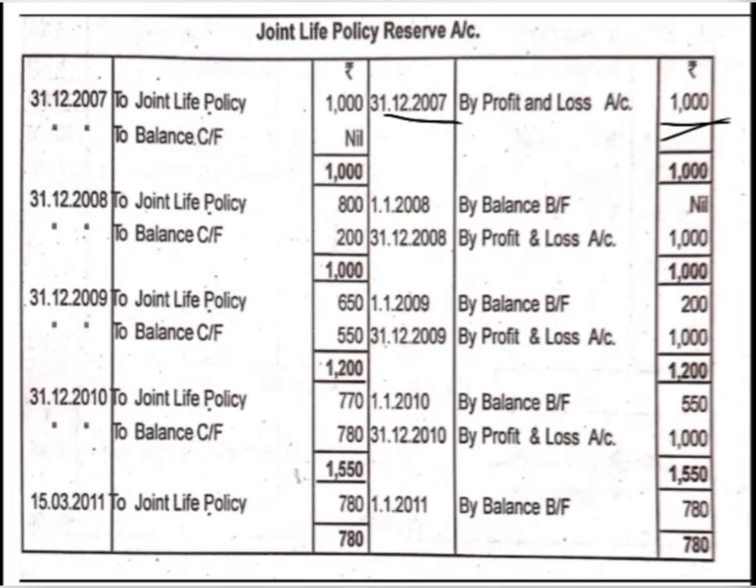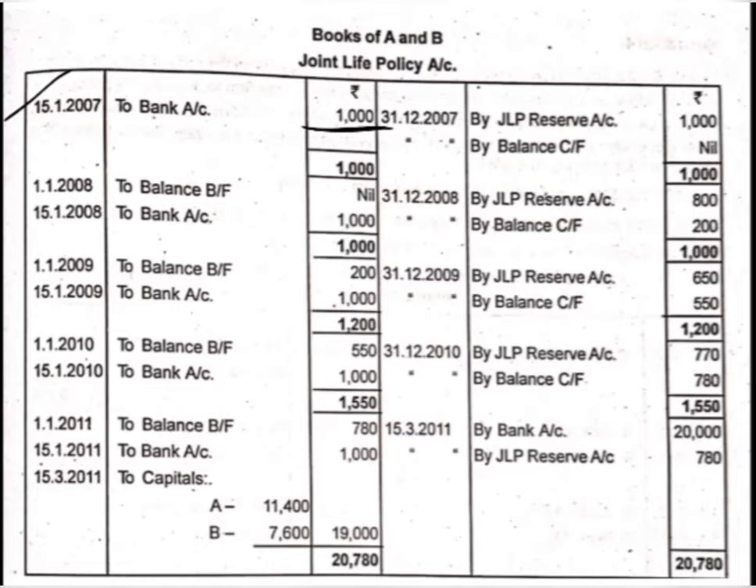So we have to cancel the entire amount which is there in these 2 account by passing the entry joint life policy reserve account debit to joint life policy account. So in the joint life policy reserve account on 31st 12 2007 we are going to write to joint life policy account 1000, and the other part of the transaction will be written here in the joint life policy account 31st 12 2007 by joint life policy reserve account 1000. After that we are going to close these 2 account for the year 2007. So we have 1000 here, here also 1000. We get the balancing figure which is nil.